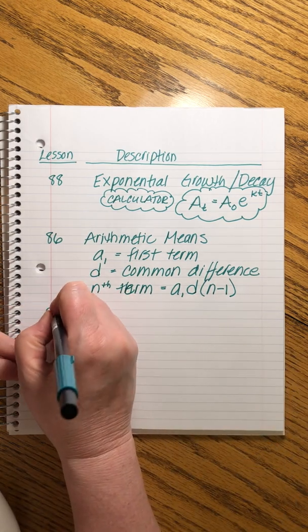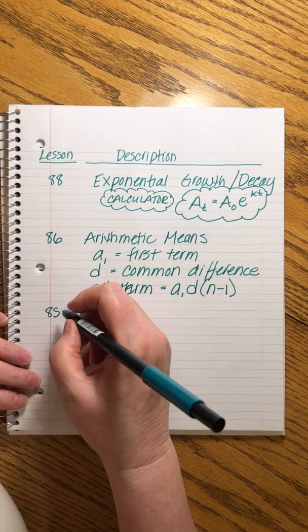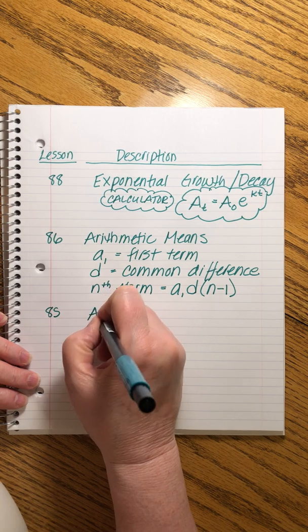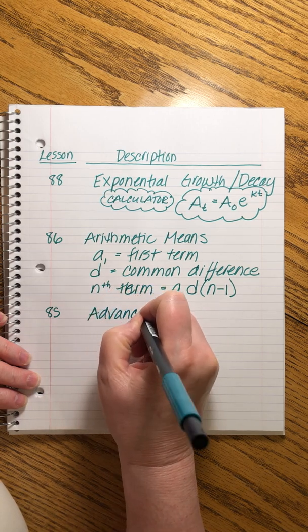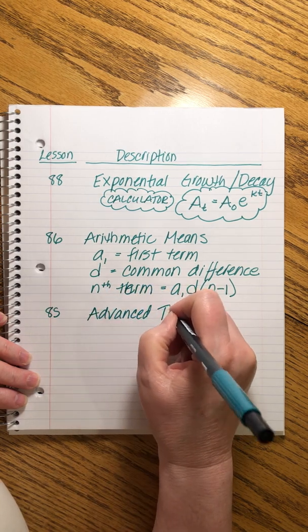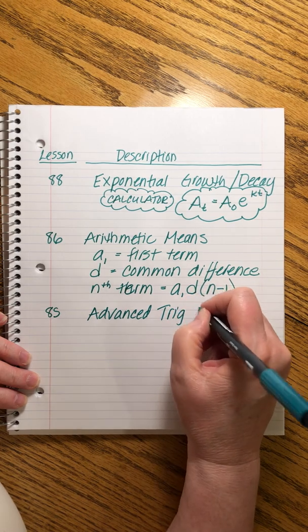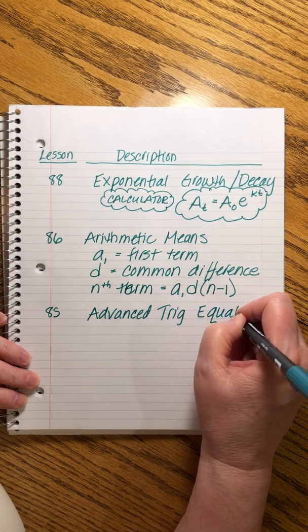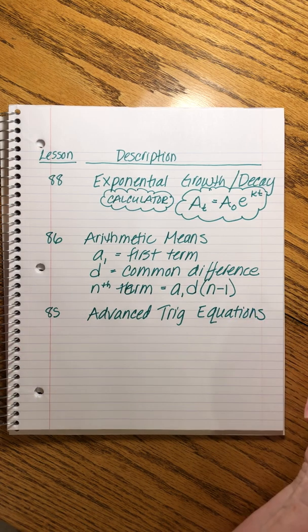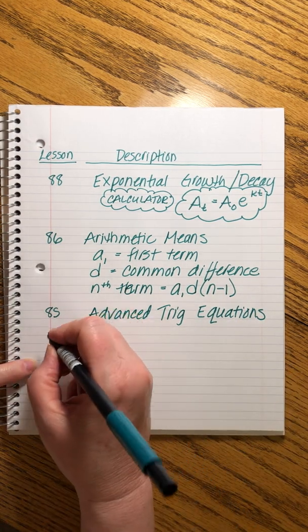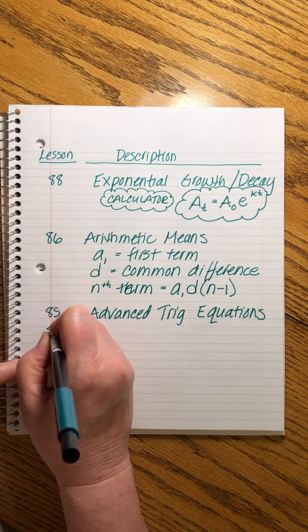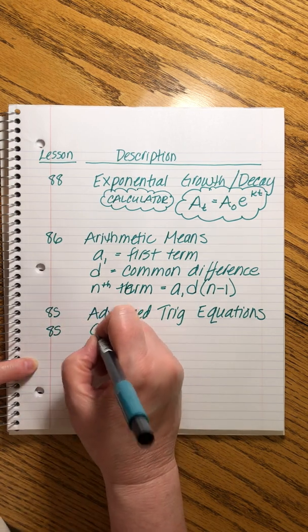85. Oh my gosh, this list feels like it's going on forever, but I'm almost done. Advanced trig equations. This is where, it's not the only one, but this is where your unit circle could come in handy. 85 also, I believe this is the same lesson. We have those clock problems.